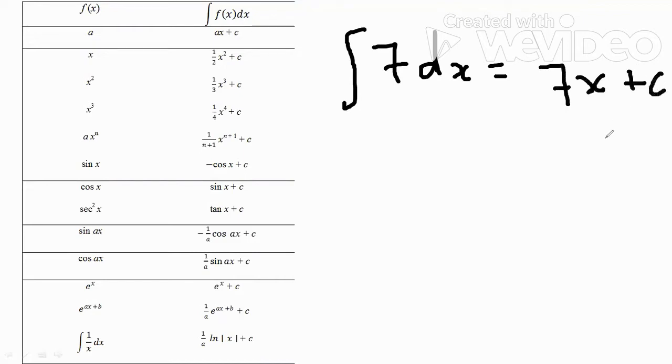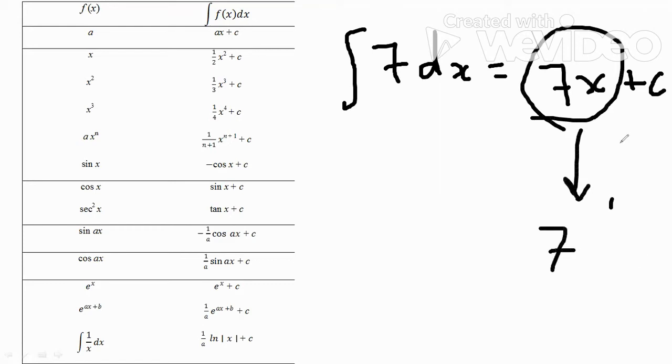So when we integrate a number, all that happens is that you just add on the variable we're integrating with respect to to the number. Likewise, if I ask you to differentiate 7x, what would you get? 7. Do you see the reverse situation here? And notice we have plus c. For all of them, when we integrate, we always end up with plus c.